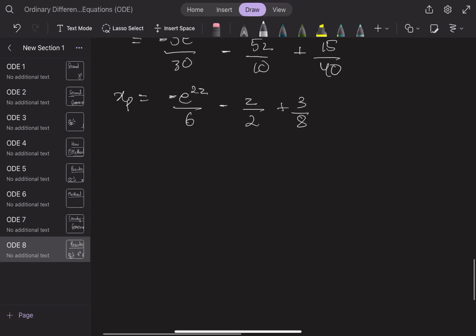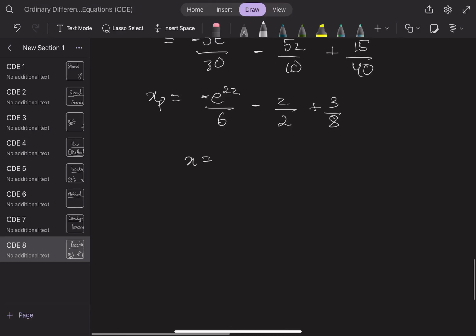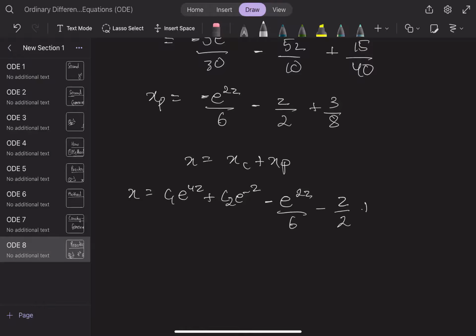So the final answer is x is equal to xc plus xp. So your x becomes c1 e raised to 4z plus c2 e raised to minus z minus e raised to 2z by 6 minus z by 2 plus 3 by 8.